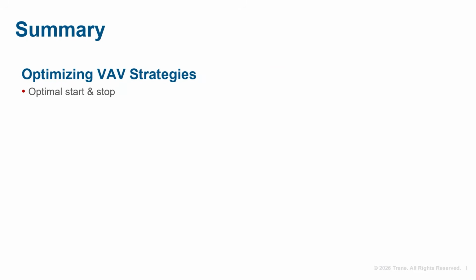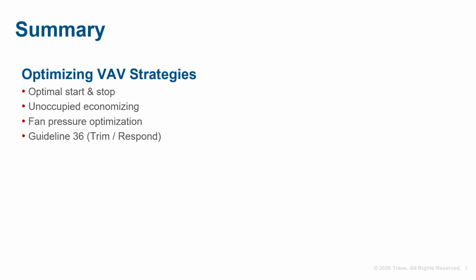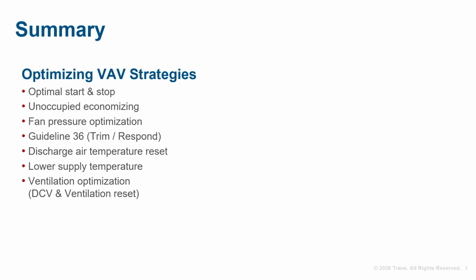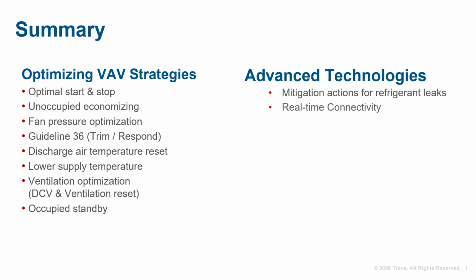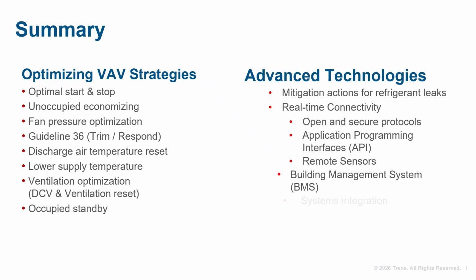Thanks, guys. As you just heard, optimizing multiple zone VAV systems offers many benefits in terms of energy savings, operational efficiency, and enhanced comfort for building occupants. By implementing strategies such as fan pressure optimization, discharge air temperature reset, and demand-controlled ventilation, buildings can achieve reductions in energy consumption, operational costs, and emissions. The integration of advanced technologies further enhances system capabilities, enabling real-time monitoring, predictive maintenance, and continuous commissioning.